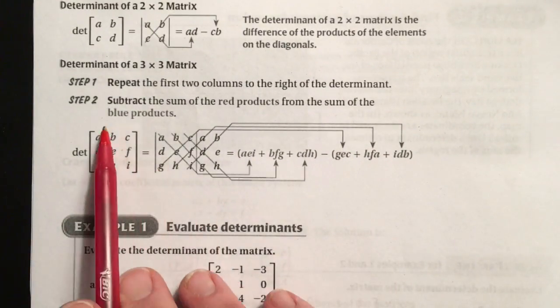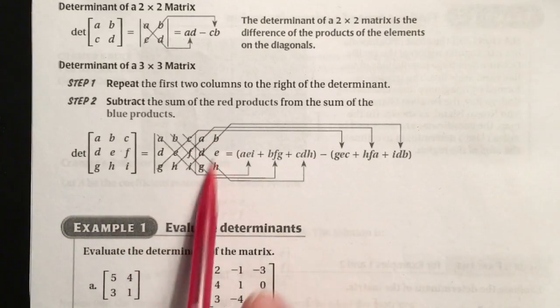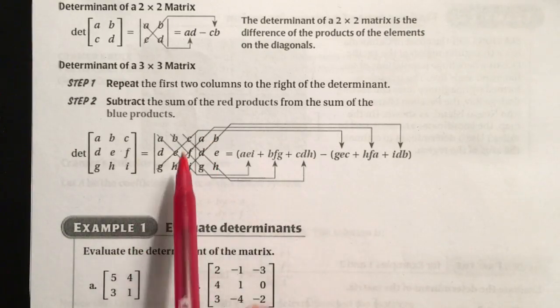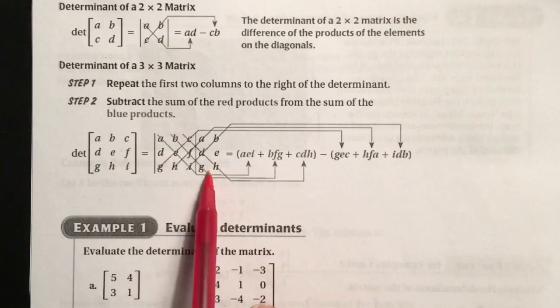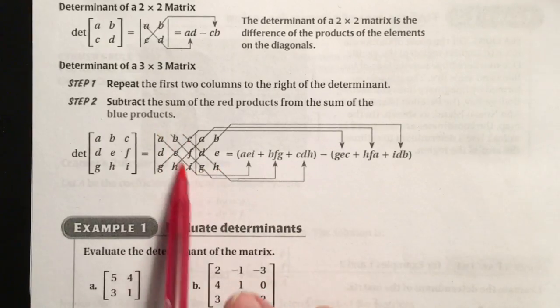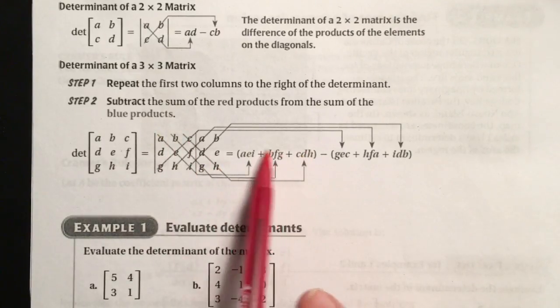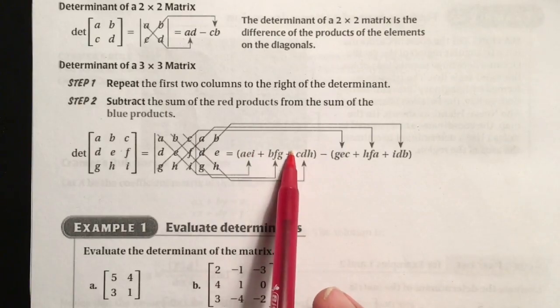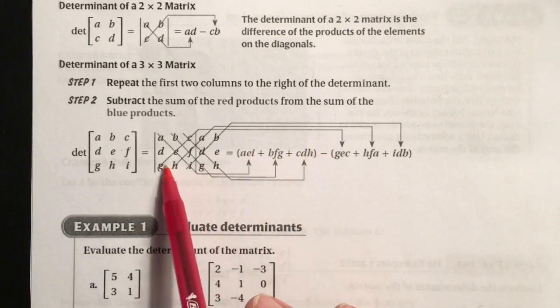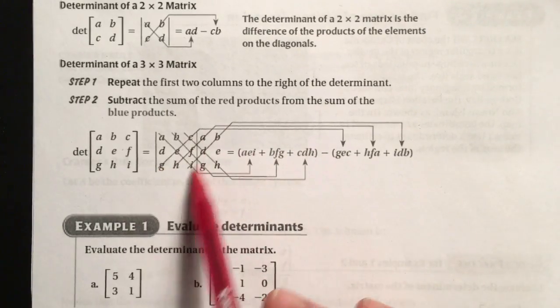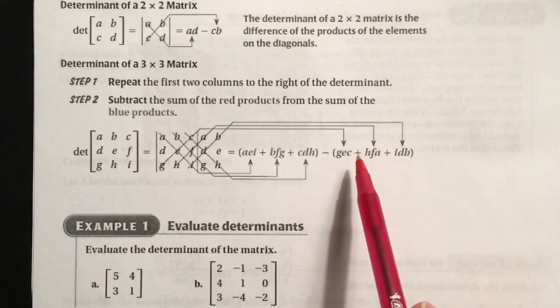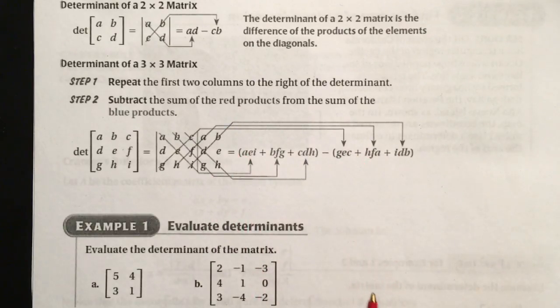First thing you need to do is take the first two columns and repeat them outside the matrix. Then you take the products of these three numbers going diagonally across, and then get the sum of those products, and then subtract from them, going from lower left to upper right 3 times. That's how you find the determinant. Let's try an example here below.